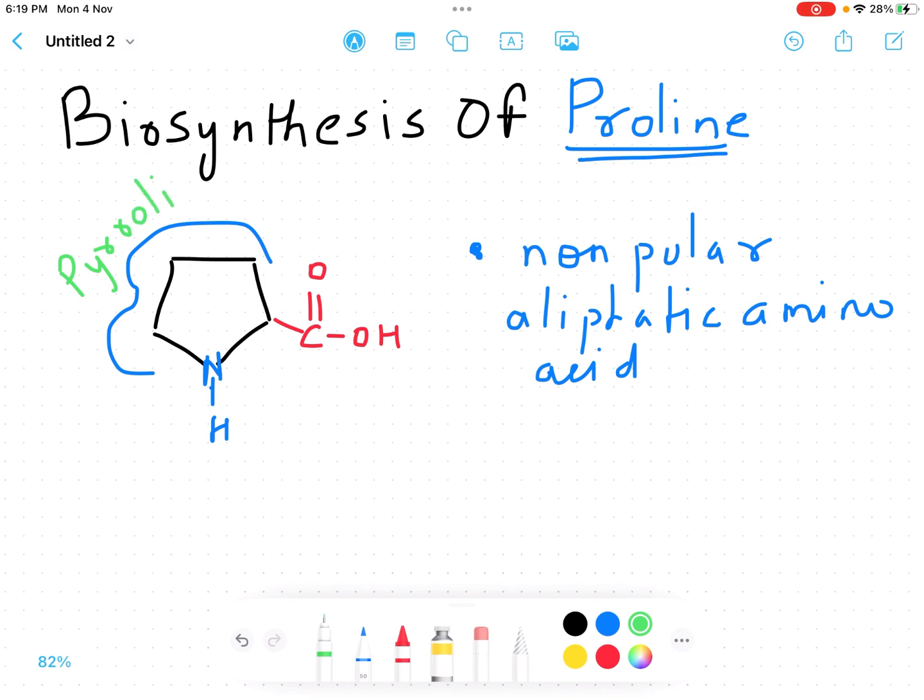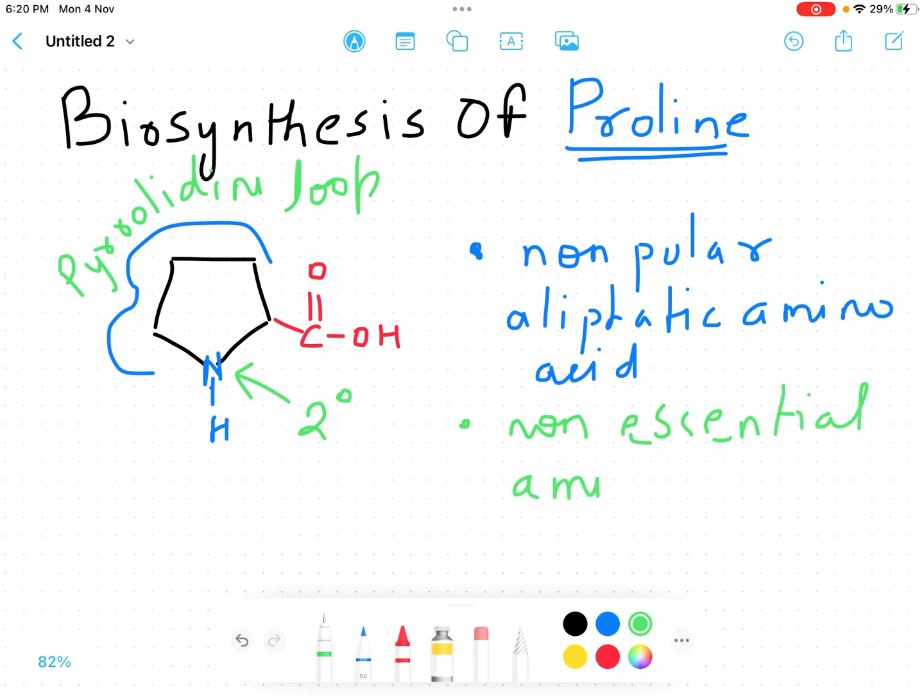We have an amino group in the cycle, and this amino group is a secondary amine, whereas in the rest of the amino acids it is a primary amine. We have a carboxylic group as well. Proline is a non-essential amino acid. That means our body can synthesize it.